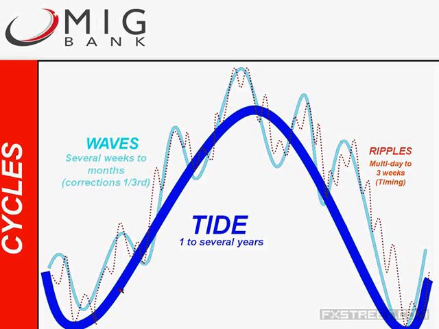And the dotted red line, which is even more volatile and even more squiggly on the screen, is showing you the ripples in the sea, the very small, subtle movement in the sea, which in market terminology tends to be multi-day to several weeks.